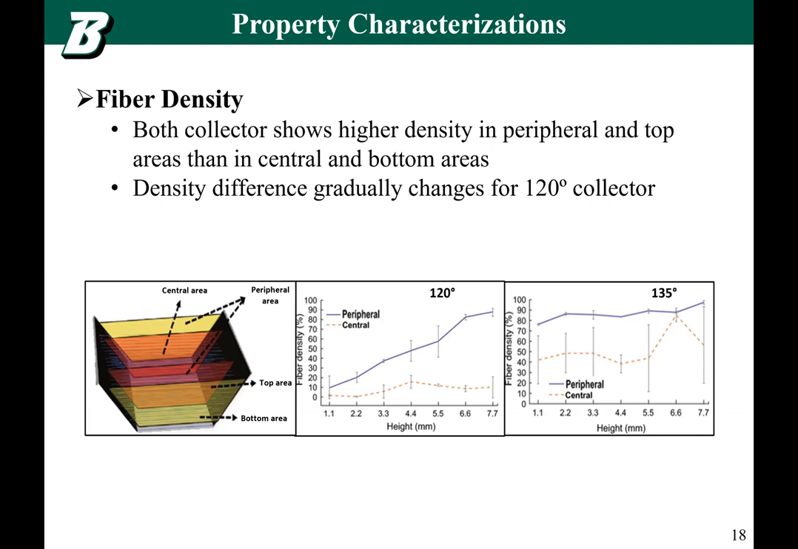And we also noticed as the height of the collector increased from 1.1 millimeter all the way to 7.7 millimeter, the difference between the peripheral area and central area also increased. This means when we are looking from bottom to top, the fiber density gradually changes between peripheral area and central area. However, for the 135 degree collector, the gradually changed pattern is not that obvious. So this means that the collector inclination angle can change the gradient pattern between peripheral area and central area in terms of the fiber density.